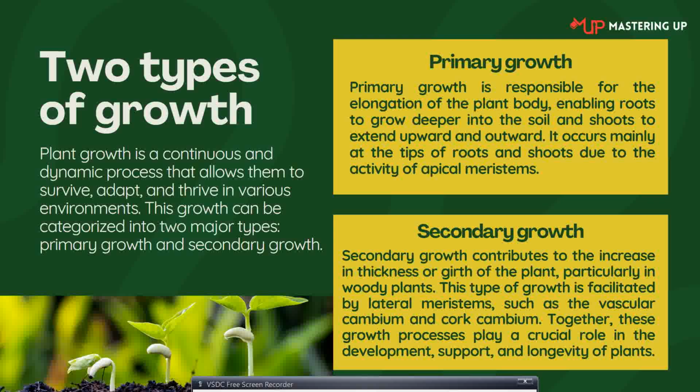The major difference between primary and secondary growth is that primary growth is responsible for elongation, and secondary growth is responsible for the thickness or girth of the plant. Also, secondary growth is particularly present in woody plants.